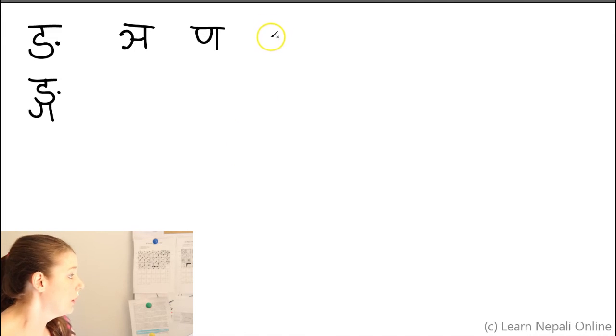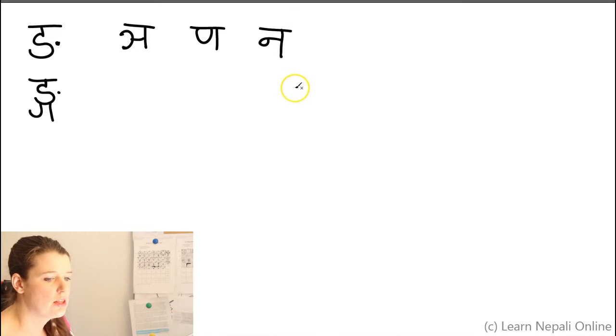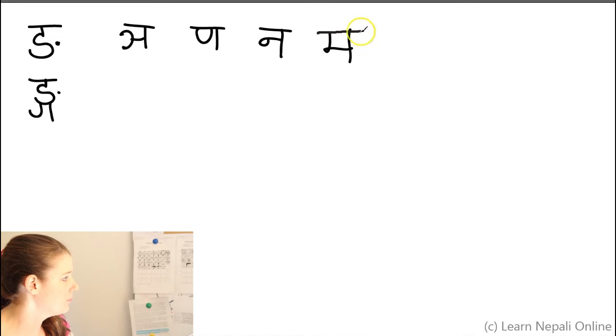And then we have the most common nasal consonant here. This is no. This is very common. You will see that in every other word. It's just dental. So you press your tongue against your teeth and say no. And last but not least, we have the labial nasal sound, which is ma. Okay.